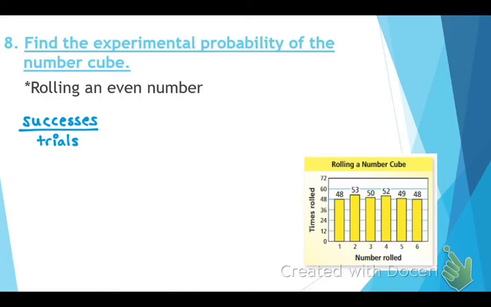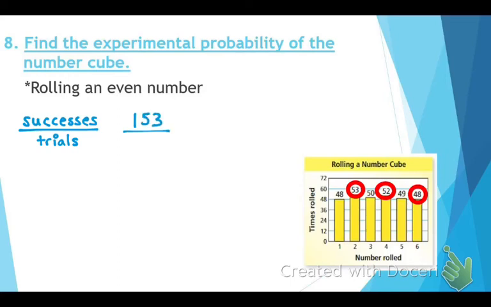Okay, how many times did they roll a 2? 53 times. How many times did they roll a 4? 52 times. And how about a 6? 48 times. Should I multiply those together or add them? Add them. You're going to add them. When you add those together, how many successful times did they get an even number?